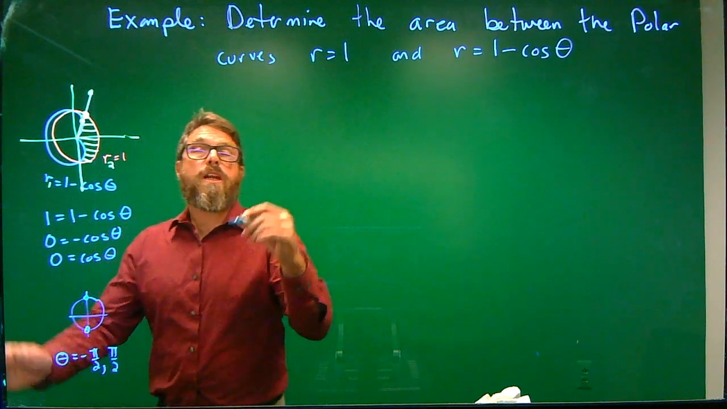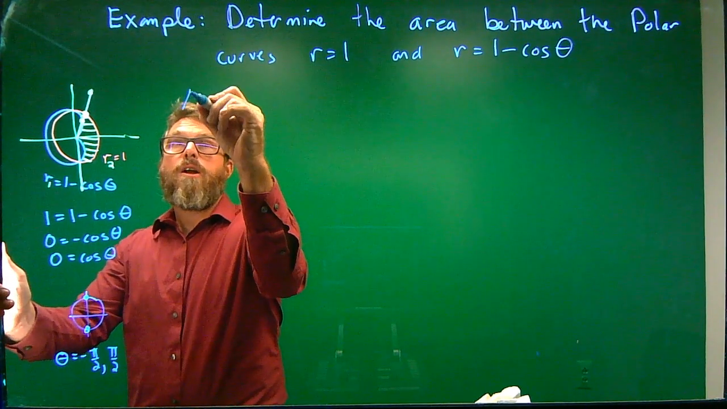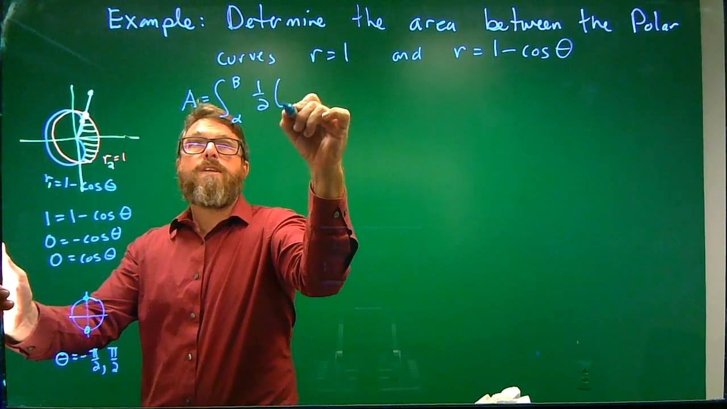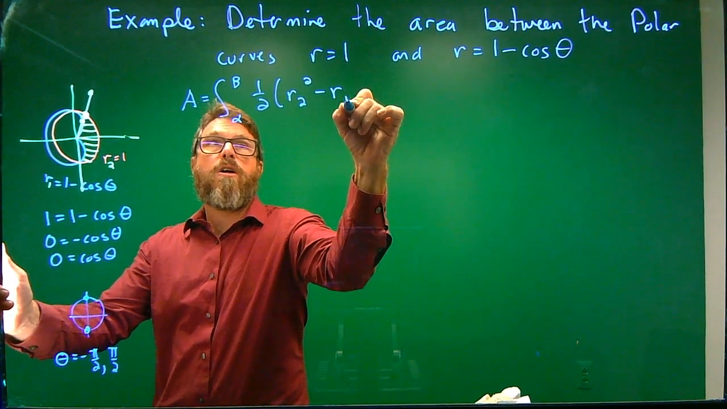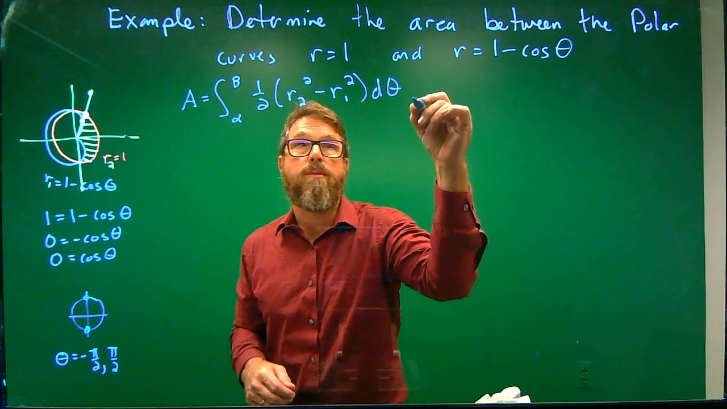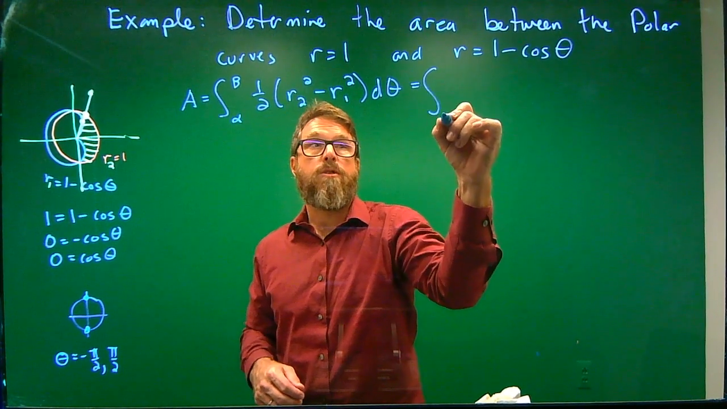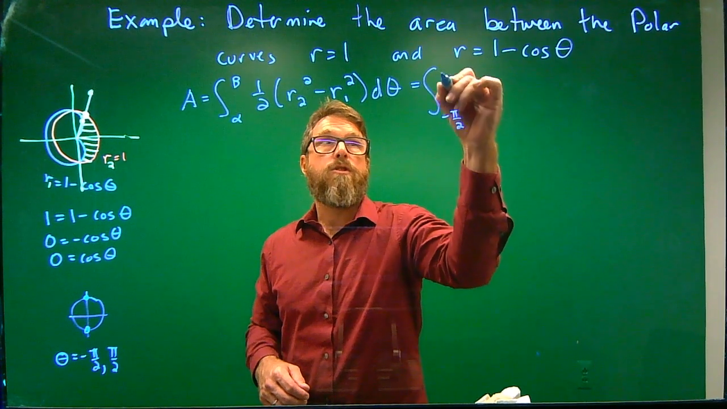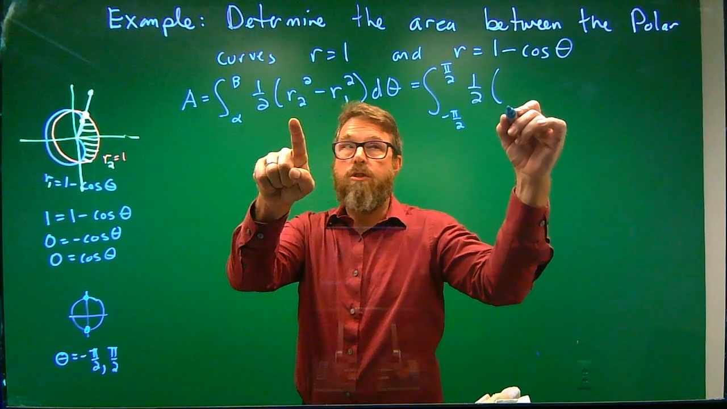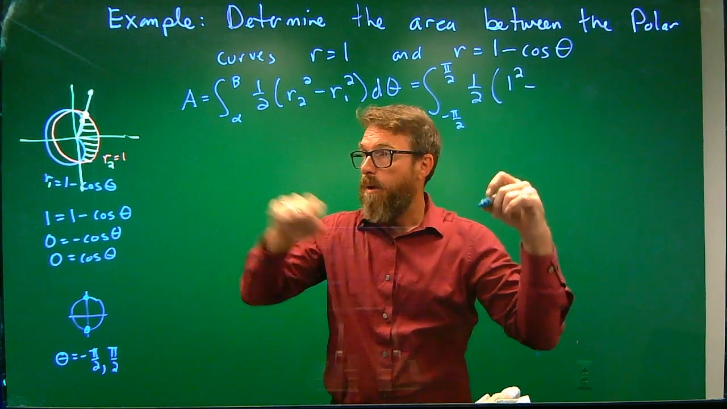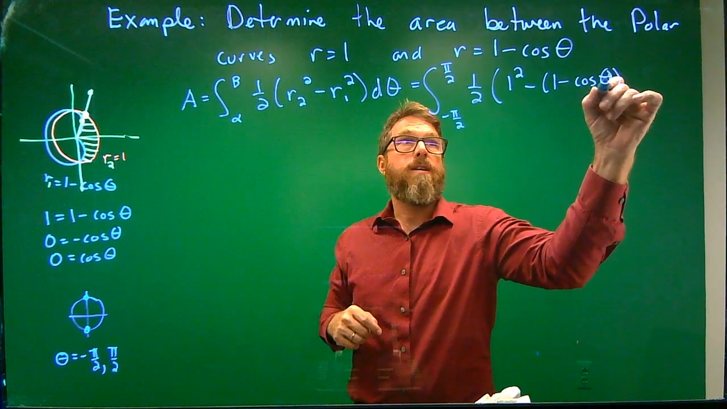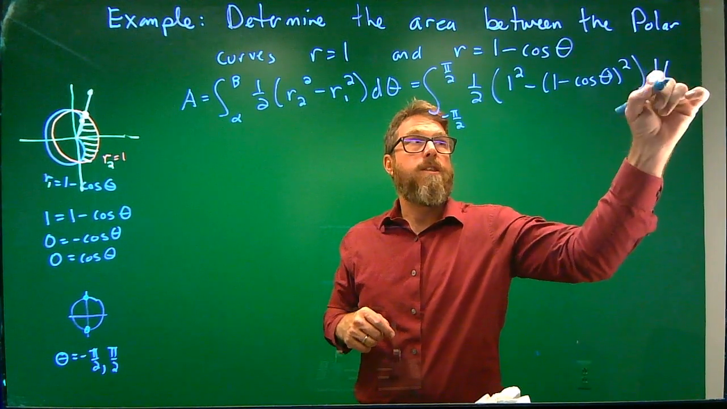So now when we set up our integration, we know that the area is going to be equal to the integral from alpha to beta of 1/2 times r2 squared minus r1 squared d theta. And now we know that our r2 squared is going to be 1 squared, so this is going to be the integral from minus pi over 2 to positive pi over 2 of 1/2 times, well, r2 is going to be that 1 squared minus r1, which is going to be that 1 minus the cosine of theta squared d theta.